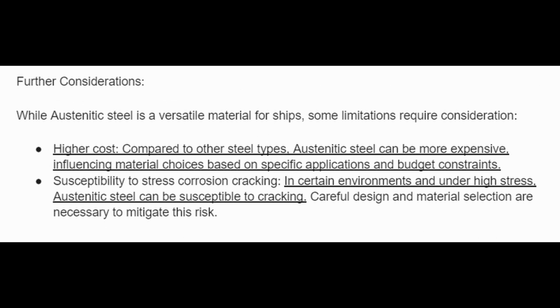Further considerations. While austenitic steel is a versatile material for ships, some limitations require consideration. It has a higher cost compared to other steel types. Austenitic steel can be more expensive, influencing material choices based on specific applications and budget constraints. Susceptibility to stress corrosion cracking. In certain environments and under high stress, austenitic steel can be susceptible to cracking. Careful design and material selection are necessary to mitigate this risk.